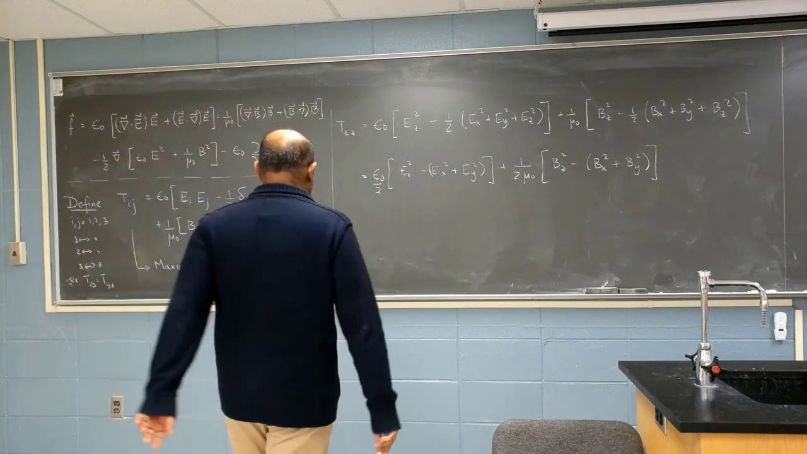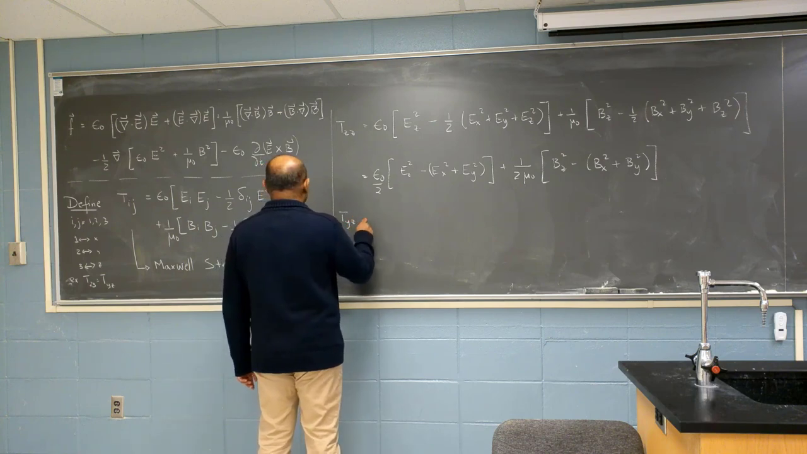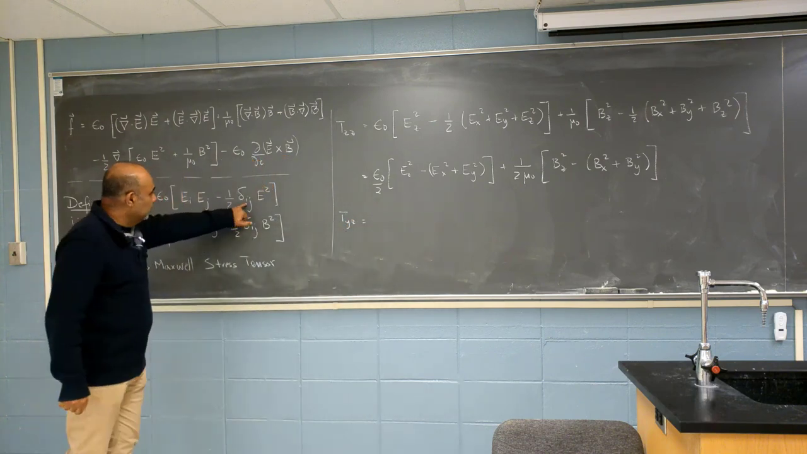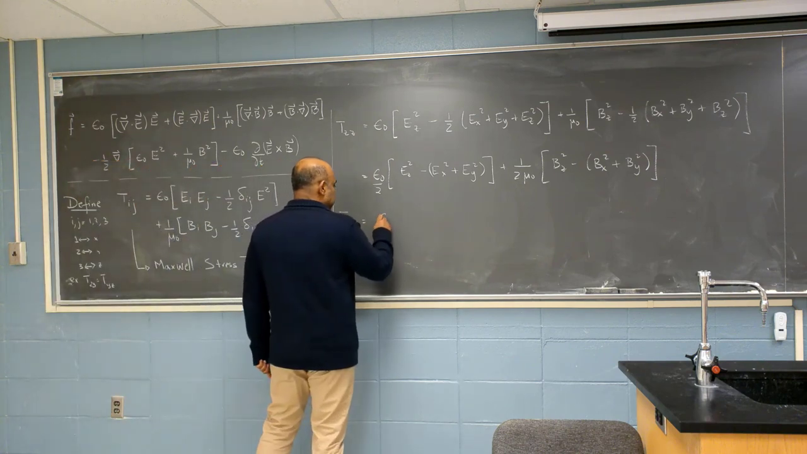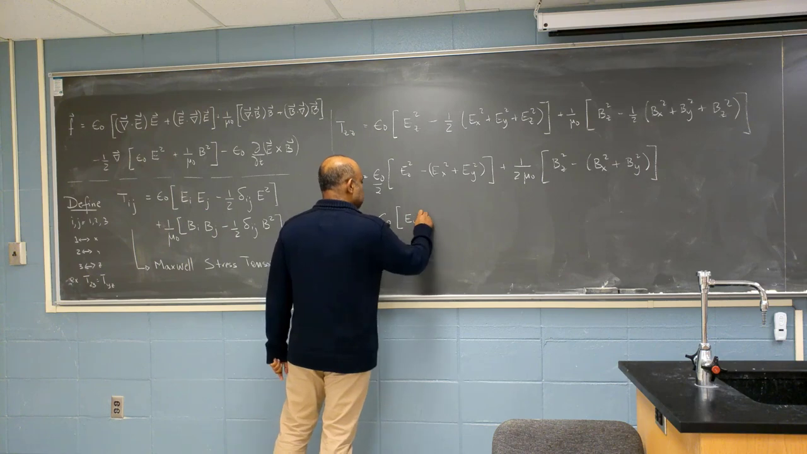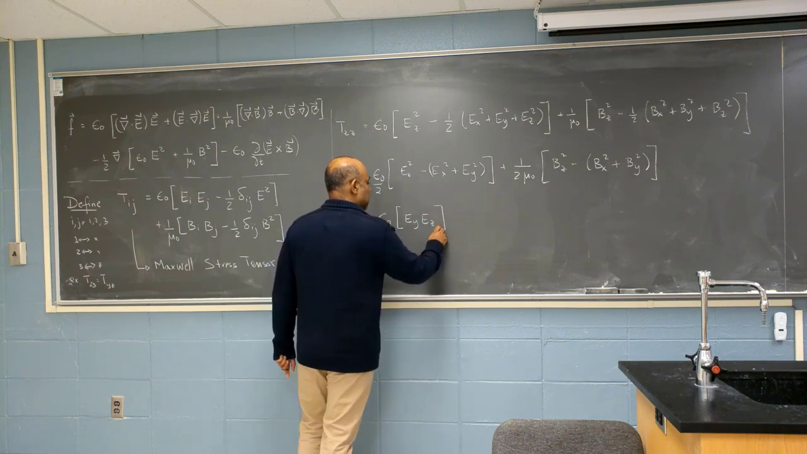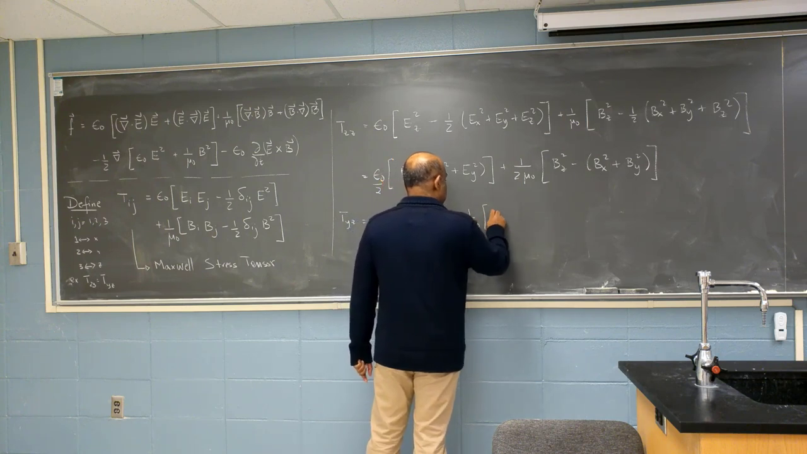What about a cross term? Well, let's just compute T_yz. It's much easier because this term won't appear. So I get epsilon naught E_y E_z plus 1 over mu naught B_y B_z.